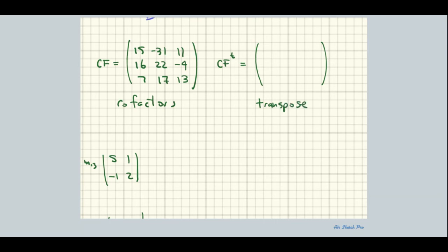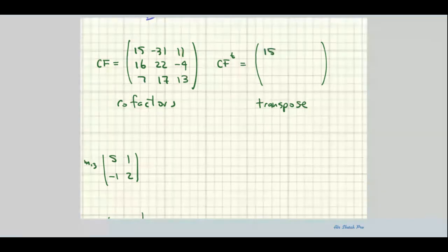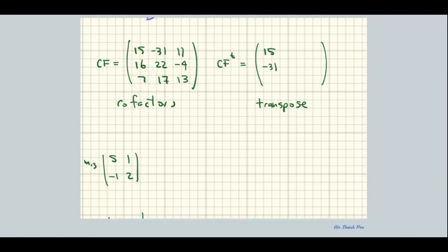So what's the first row, guys? What's the first row? 15, negative 31, 11. Everybody sees that, I hope? The first row is 15, negative 31, 11. And what I'm going to do is I'm going to take those entries, 15, negative 31, 11, and take that first row and make it a first column.